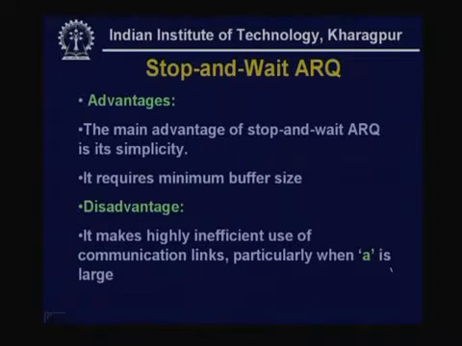The main advantage of the stop and wait ARQ technique is that it is very simple, and it requires a minimum buffer size of 1, and the number of bits required for representing the sequence number is also 1. So, in both cases it is 1, so it is minimum. However, the disadvantage is that it is a highly inefficient use of the communication links, particularly when a is large, because the efficiency will be the same as stop and wait flow control. So, we find that the stop and wait ARQ technique is not very efficient.